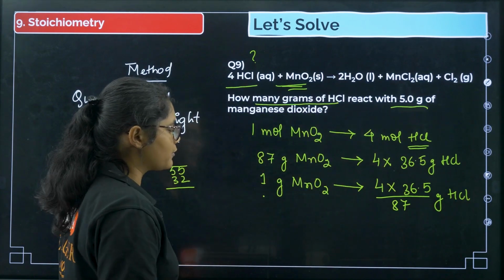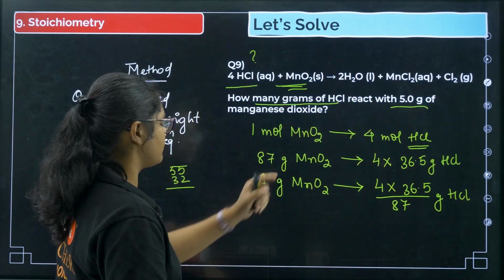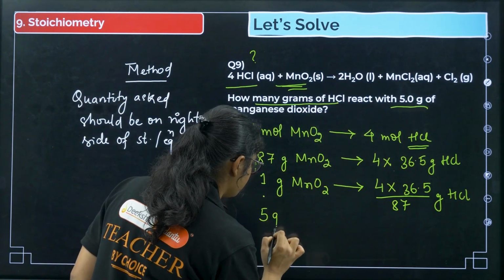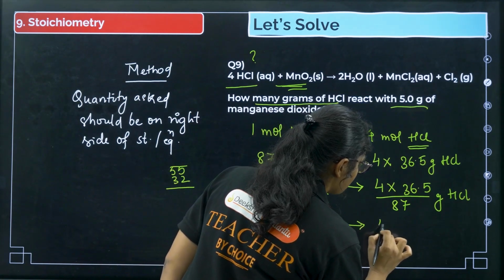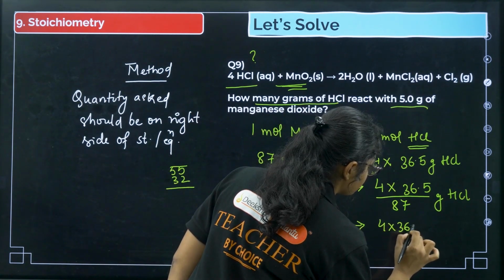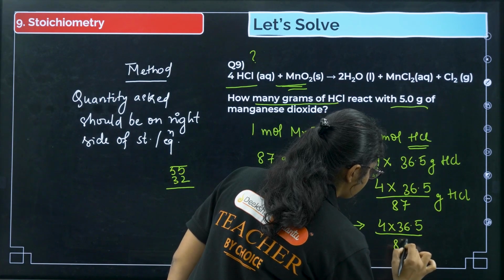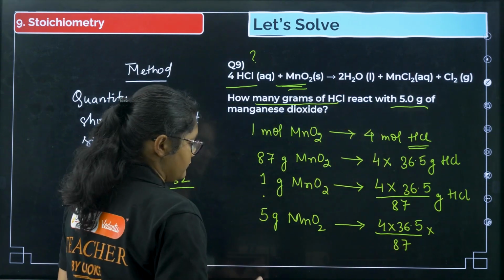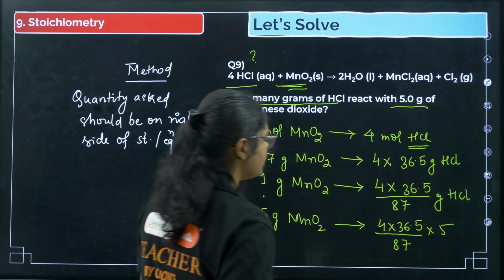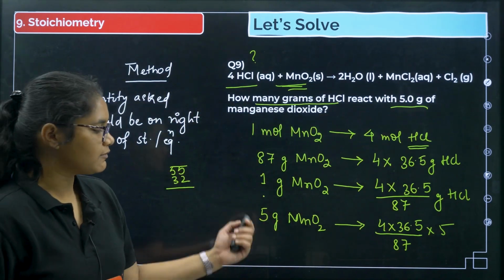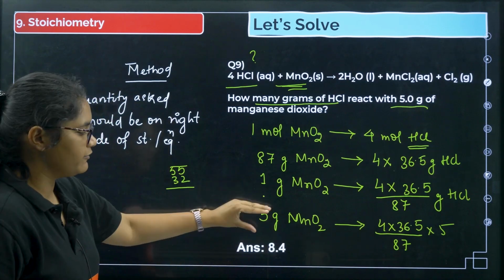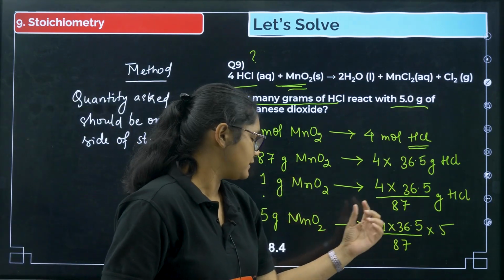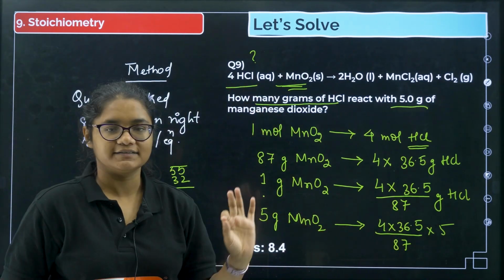Now the question is asking about what? 5 gram of manganese dioxide. So 5 gram of MnO2 will react with 4 into 36.5 by 87 into 5 grams. Just the unitary method, you need to solve it. So once you solve this, you will be getting around 8.4. So I can say that 5 gram of MnO2 reacts with 8.4 gram of HCl.